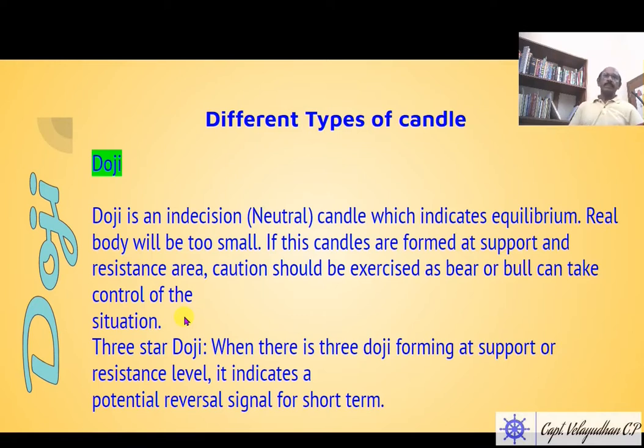Dojis are important. This indicates a turning point of the market. If there are 3 doji stars and they are forming at a support or resistance level, it indicates a potential short-term reversal signal. Sometimes it shows 2 or 3 dojis because the market has no decision, so bears and bulls are fighting.